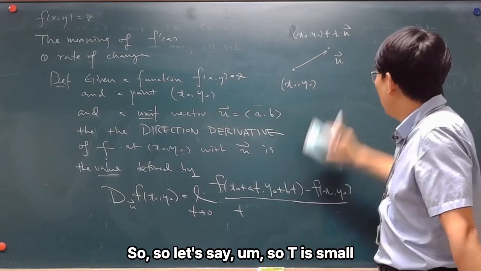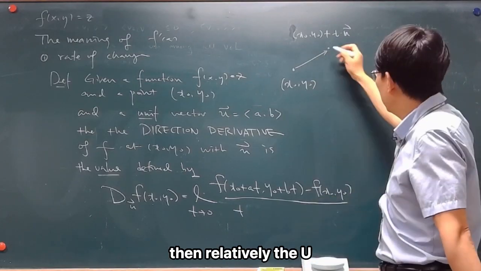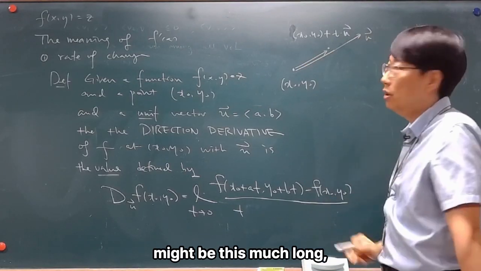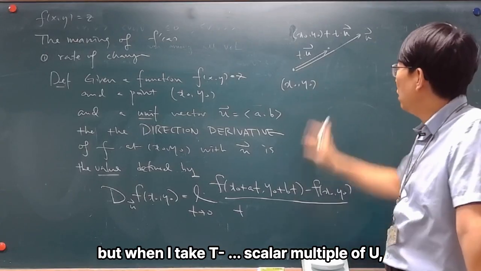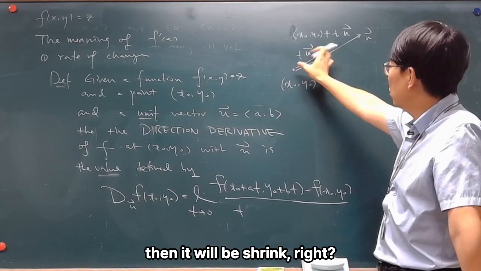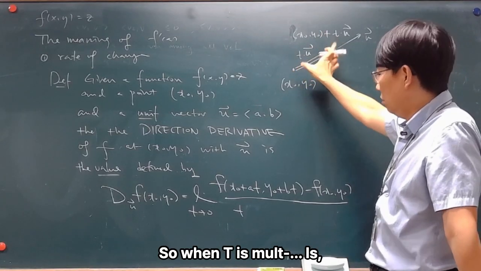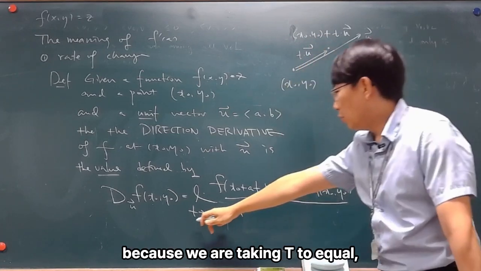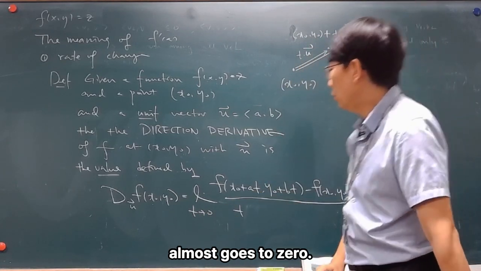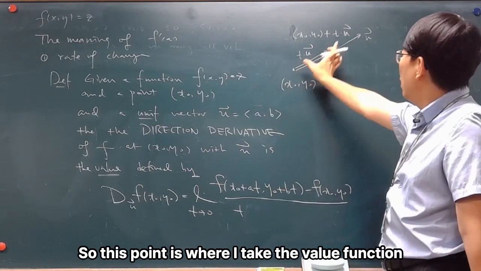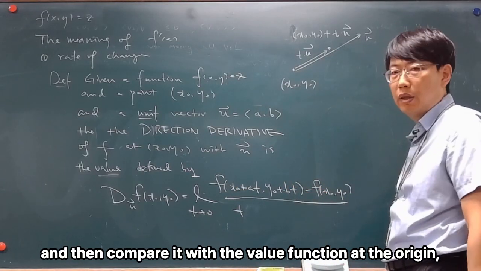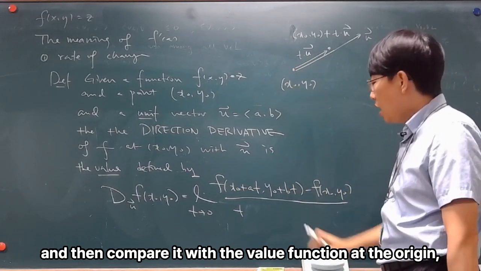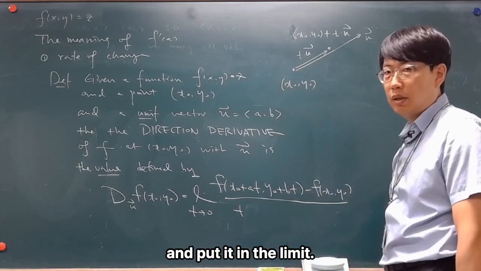So let's say t is small, then relatively the u might be this much long, but when I take t, a scalar multiple of u, then it will shrink, right? So when t is small, it's quite less than 1, because we are taking t to almost go to 0. So this point is where I take the value of the function and then compare it with the value of the function at the origin, and then find the difference and put it in the limit.